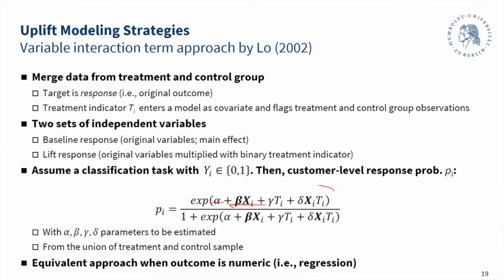And this part is, let's say, not really unique to Lo, but he came up with that first. He also uses all the possible interactions between the treatment dummy t and the covariates x as variables in the model. And then he has the main effects of the covariates and interactions, covariate times treatment, that account for the fact that the treatment might interact with any of the covariates.